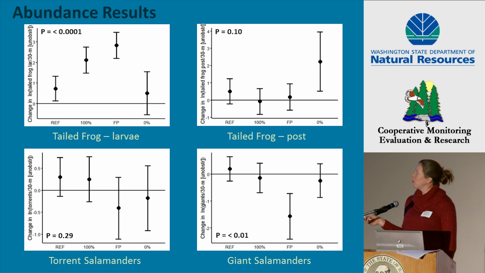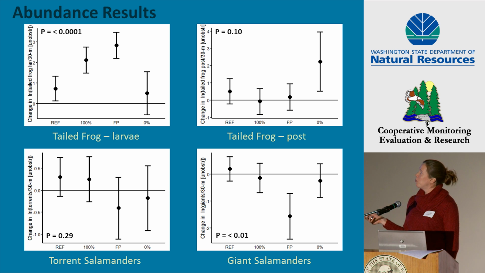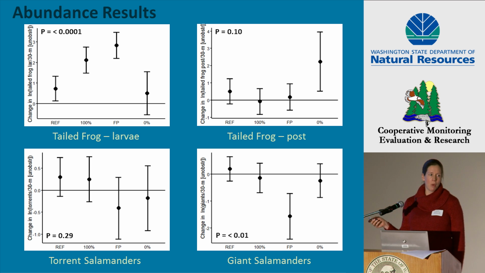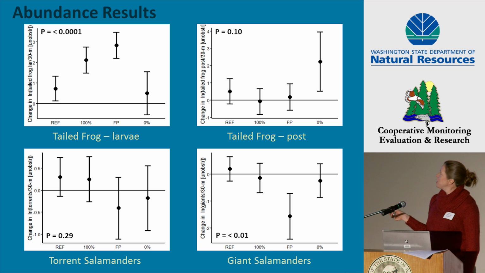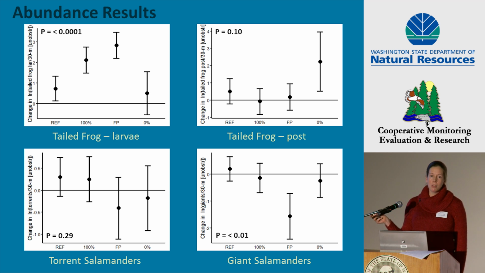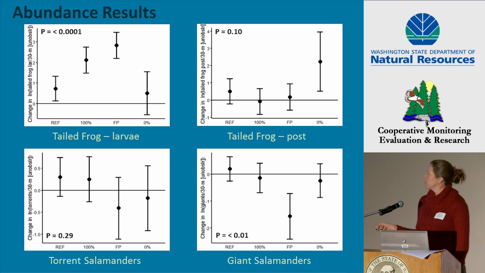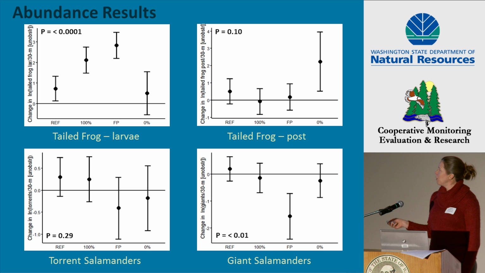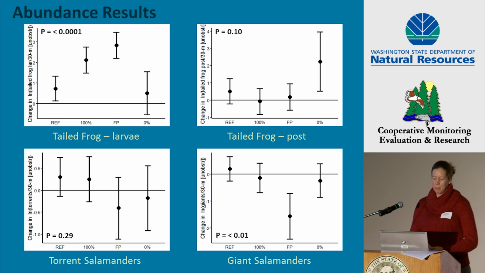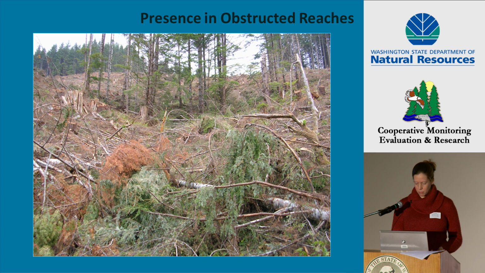So again, this is tailed frog larvae, and we saw an increase in abundance in the 100% treatment and in the forest practices treatment relative to reference conditions. For tailed frog post-metamorphs, we saw an increased abundance in the 0% treatment relative to reference conditions. For Tournet salamanders, we observed no changes across any of the treatments. And for tailed frog post-metamorphs, we saw a decrease in abundance in the forest practices treatment. So that's it right now for abundance.